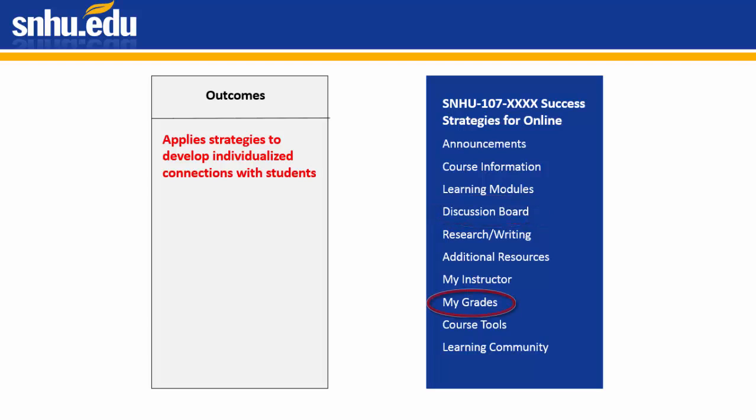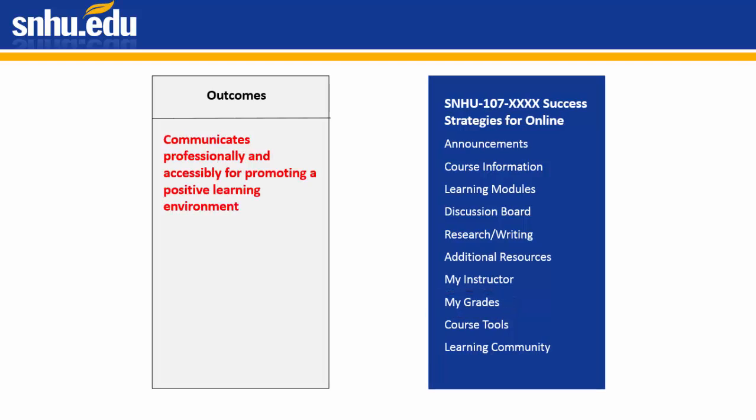Personalized grading feedback that acknowledges a particular strength, individual progress, personal and/or professional goal, or notes for improvement is another way to develop individualized connections with students. Outcome number 2 is communicates professionally and accessibly for promoting a positive learning environment.